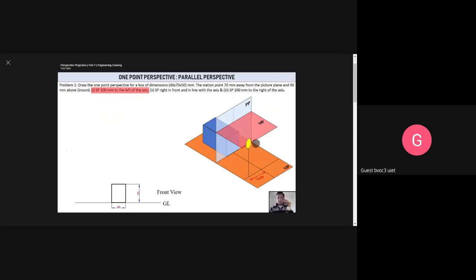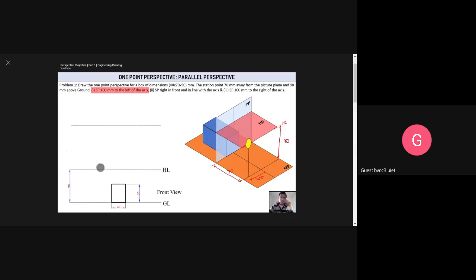And then this HL, you can just extend this. This is the horizon line. How much high? This is 90 millimeters high. We know that. How much far this distance is? Well, this is 70. We know that. So this is the front view initially. So from the ground line, it will appear as if there is this line 90 millimeters above. That's it. 90 millimeters above.